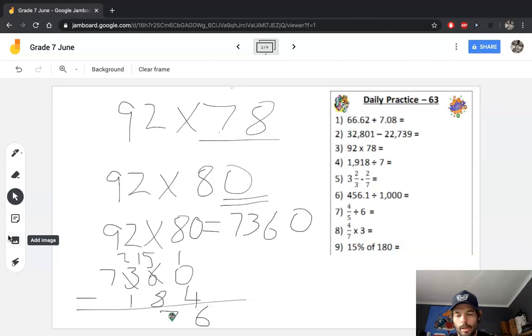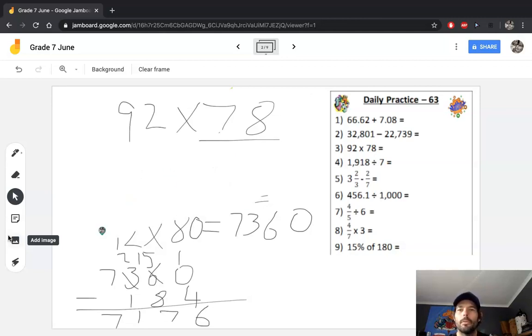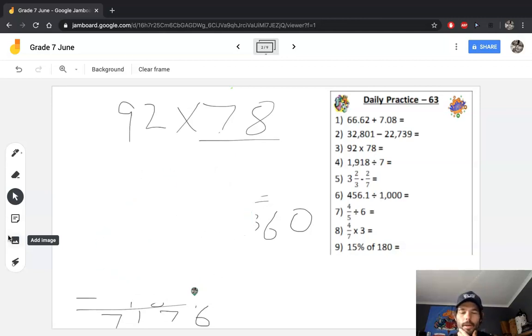And you should get a final answer of 7,176. But let's not just take that for granted. Let's have a look at another method and let's see if it works out. So let's try doubling and halving.